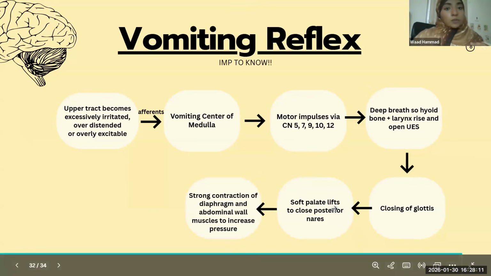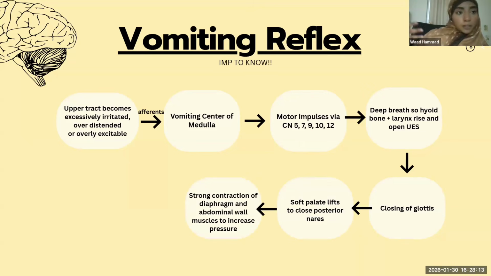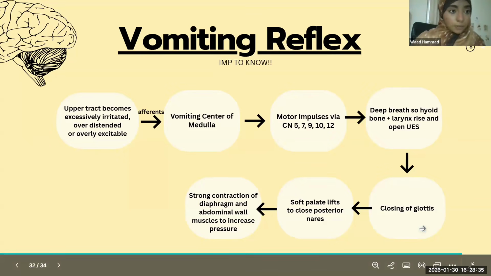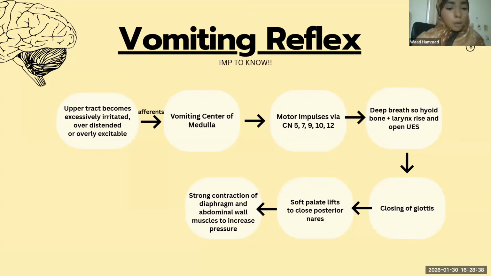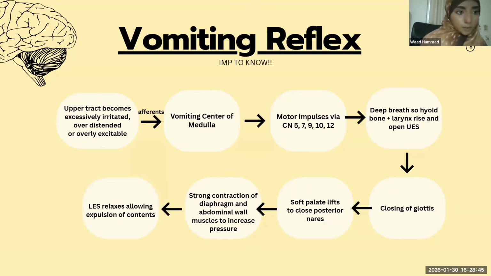Then after that, once we have all of these passageways either open so that the vomit can go directly through, or closed so that vomit doesn't go in areas where we don't want it to be, we have strong contraction of our diaphragm and our abdominal wall muscles to increase pressure. Because obviously we need something to squeeze the stomach so that its contents go up, and the pressure rises and it can go through your esophagus. So we have strong contraction of our diaphragm over here under your lungs and the abdominal wall muscles. And then last but not least, this causes the lower esophageal sphincter to relax and expulsion of contents comes out.